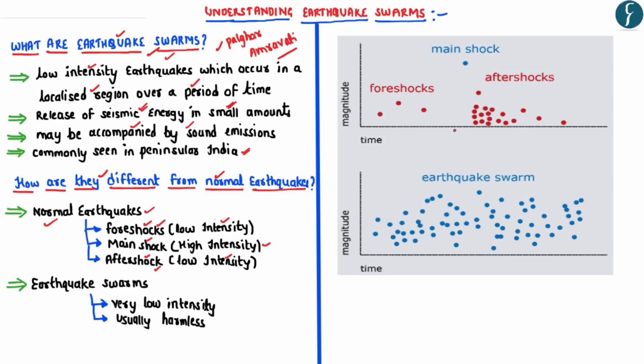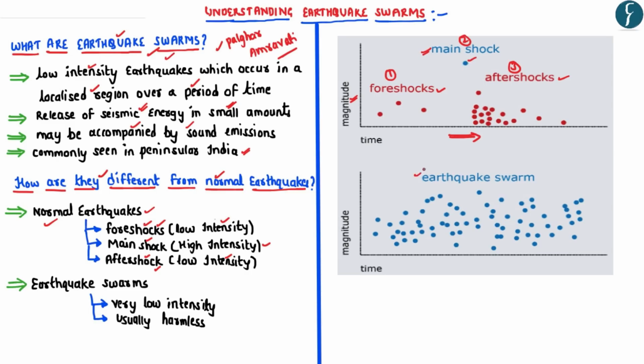Now you can understand this by looking at this particular diagram. So as you can see here, as time elapses, normal earthquakes pass through multiple phases, these being the foreshock, the main shock, and the aftershock. And you can clearly see here, both foreshocks as well as aftershocks happen to be of low magnitude. On the other hand, the main shock is of higher magnitude.